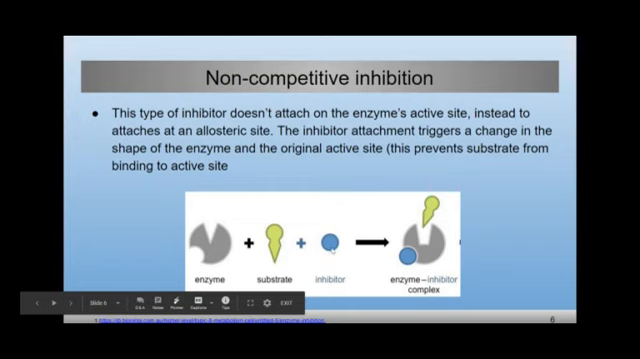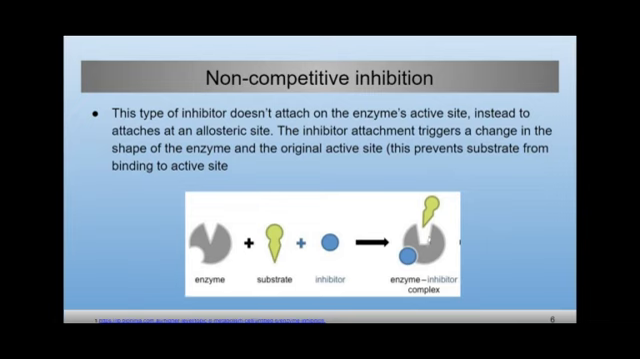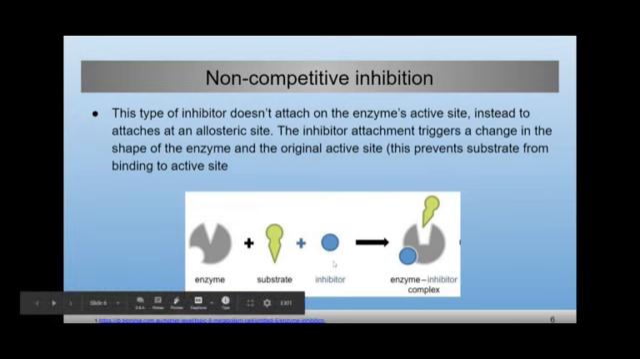When the inhibitor, which is this blue circle, binds to the allosteric site, you see that the shape of the active site itself changes. So the substrate that usually could have fit in the original active site can no longer fit. And so this does not involve the inhibitor actually going into the active site. Instead, it is a different site called the allosteric site again.